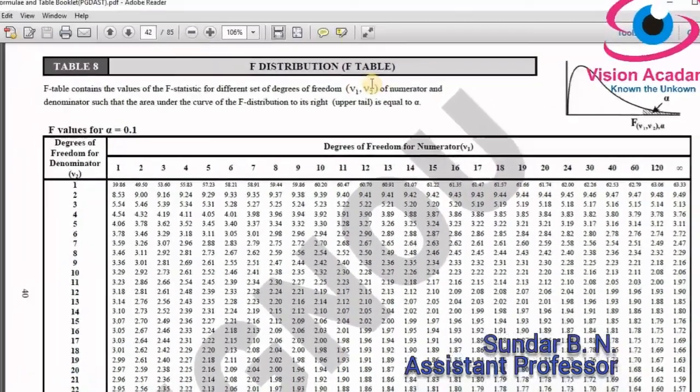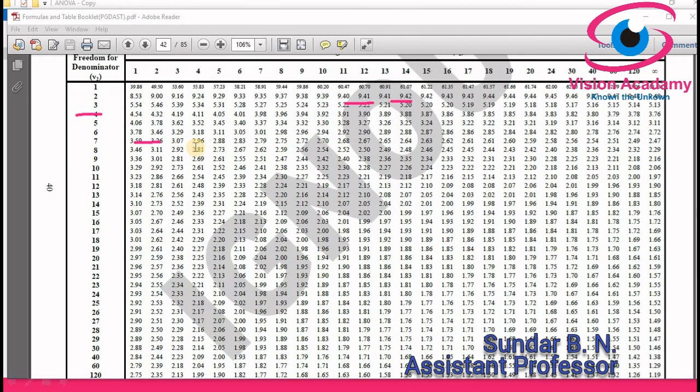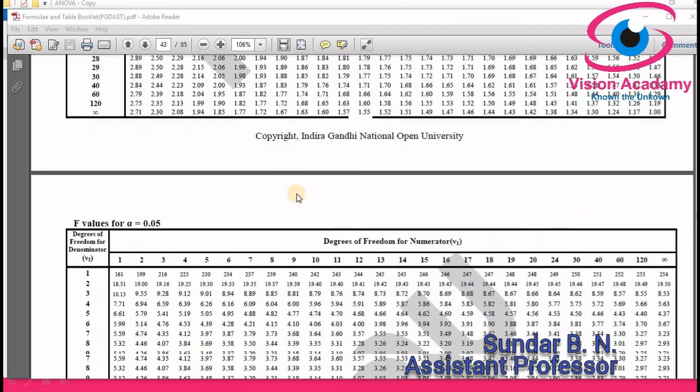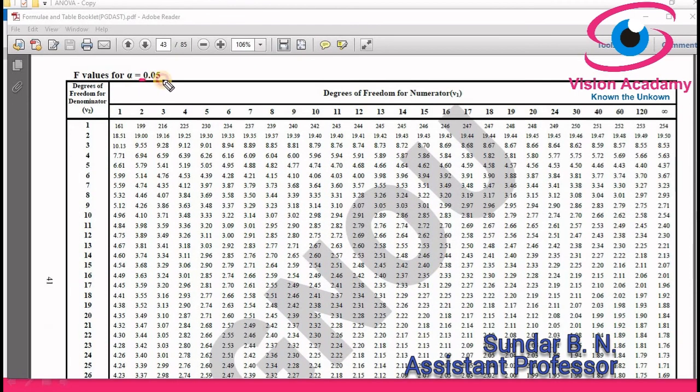So this is the F distribution. As I told you, in the F distribution we have to plot the V1 and V2 values. V1 is the numerator and V2 is the denominator. And very importantly, we have different types of F distribution tables. This table is for 10% level of significance, that is alpha 0.1. Since we have imagined 5% level of significance, we have to look at another table. So I will go for the 5% level of significance then. So this is the 5% level of significance. You can see in the upper part here 0.05, which means 5% level of significance.